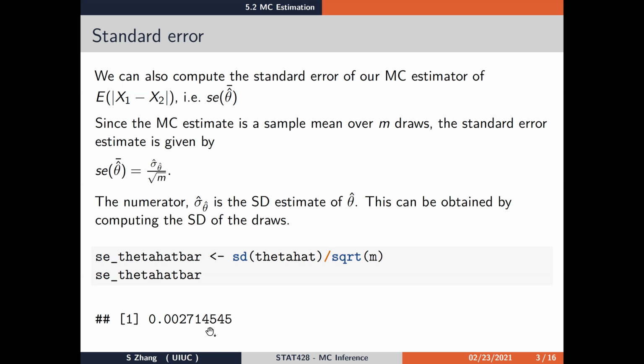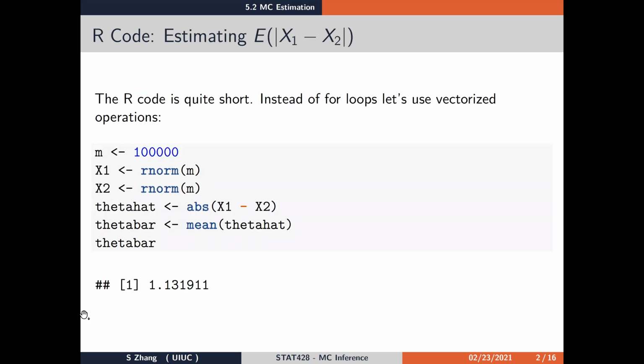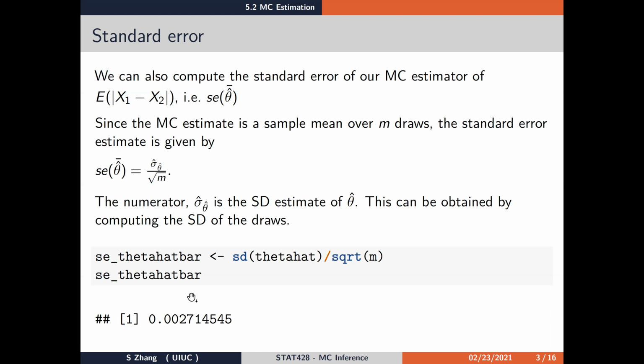So what does this tell us? It tells us the amount of random fluctuations we will see in our Monte Carlo estimate of size 100,000. So this time we got that the theta hat bar that was estimated was about 1.1319. The SE tells us that on average, we will expect there to be a fluctuation in the estimates of size around 0.003.